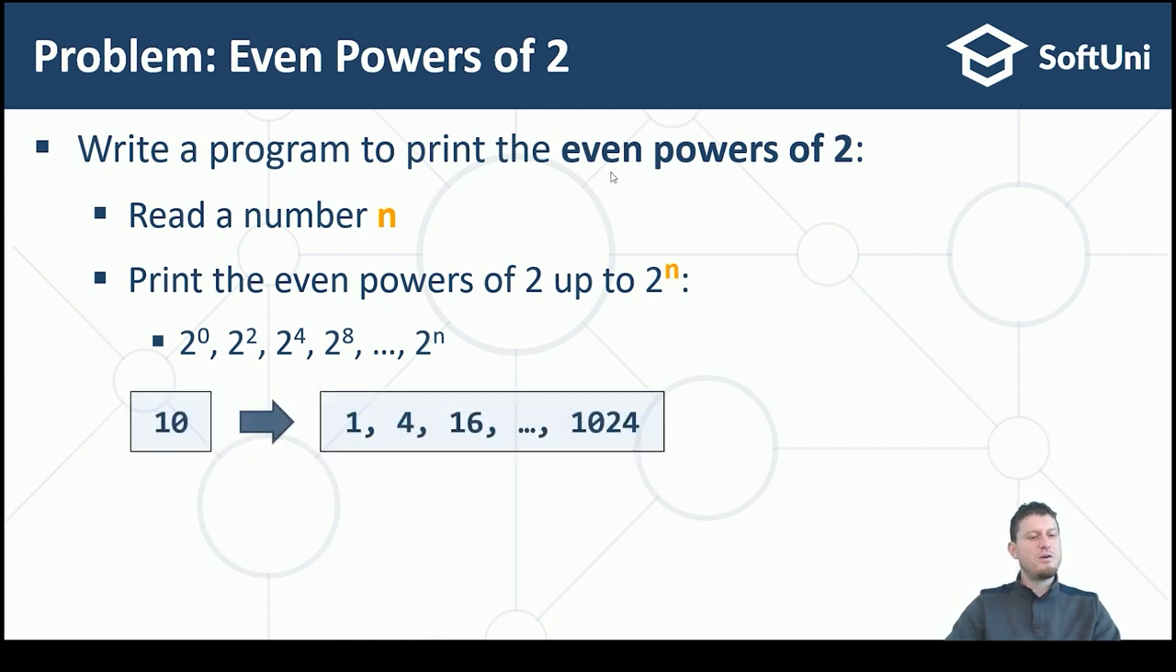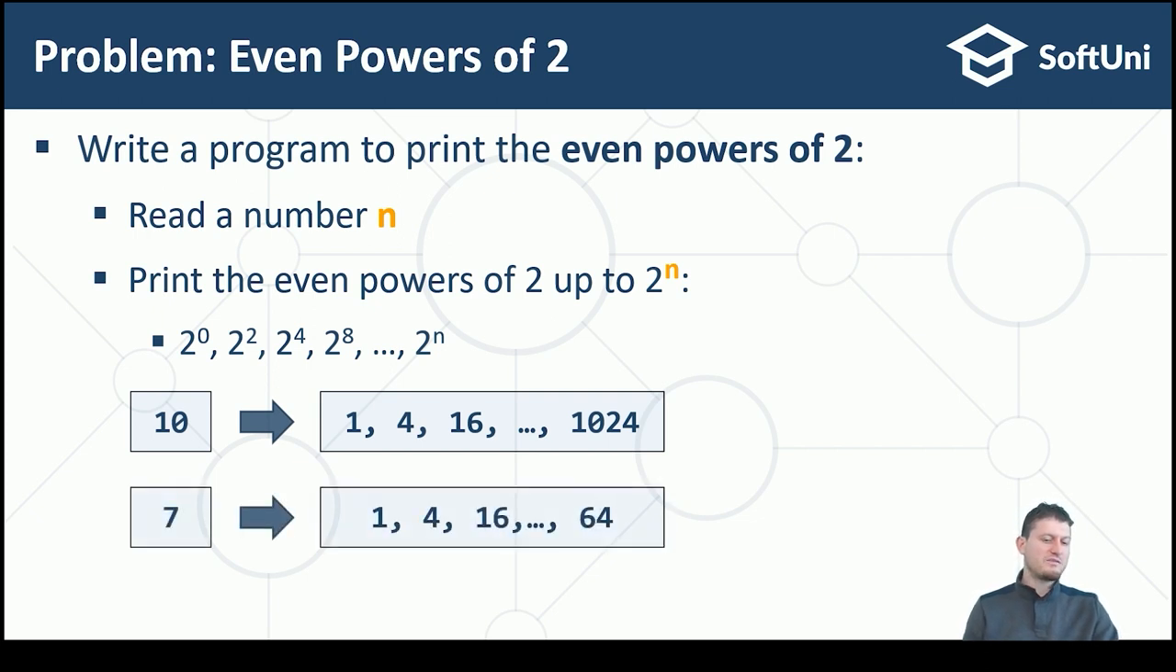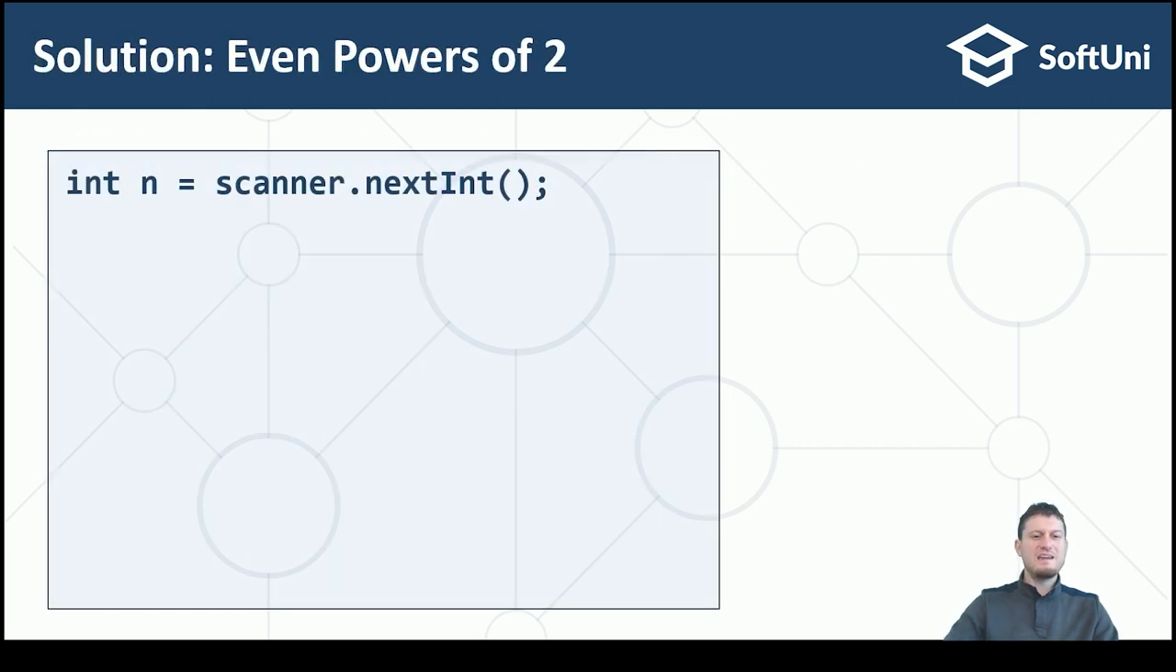Okay, let's see an example. If we have 10, the numbers will be from 1 to 1024. So this looks like a loop, but the formula to get from one value to the next value is that the next value is four times bigger than the previous one. This one here is 4 times the previous one here. This is the formula. And we can organize a traditional for loop, but we'll not have i++, we'll have i multiplied equals 4. For example, if we have 7, in this other example, we'll have the numbers from 1 to 64. Okay, even powers of 2.